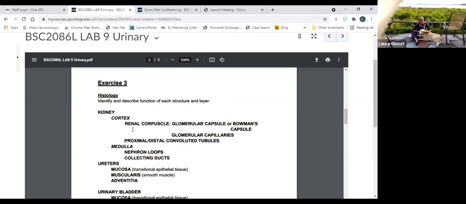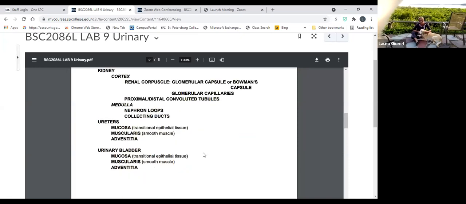Also found in that region would be proximal and distal convoluted tubules. And I'll give you examples of what questions might be like when we get there. Then the medulla is composed of pyramids, and they contain the ascending and descending loops of Henle and collecting ducts. So you can really distinguish between the two, especially when we look at some of the pictures I have in the PowerPoint notes.